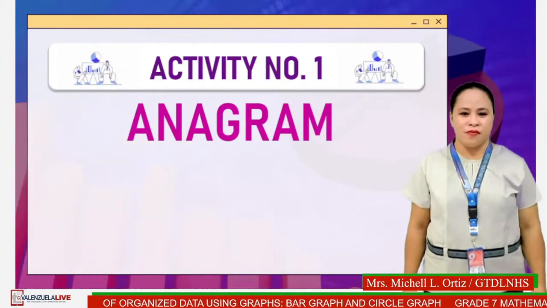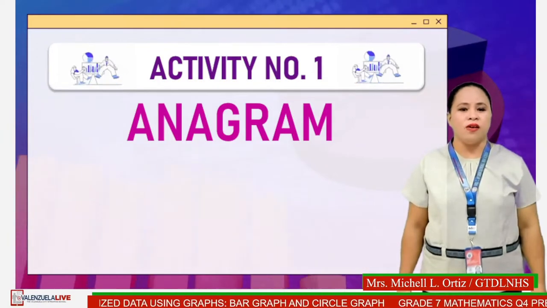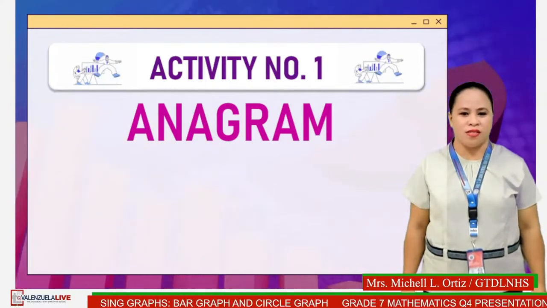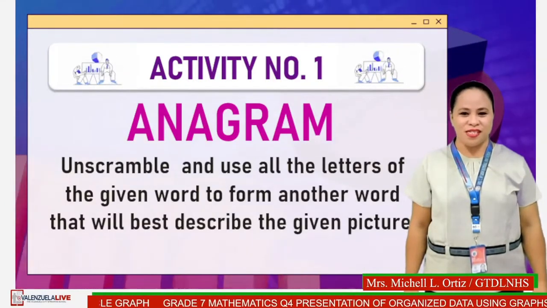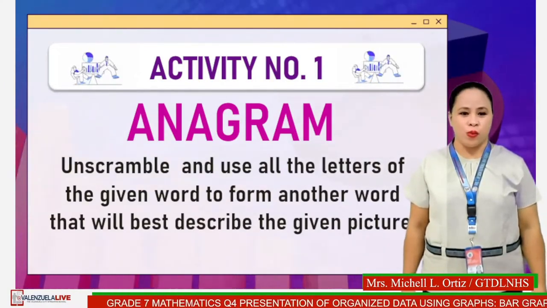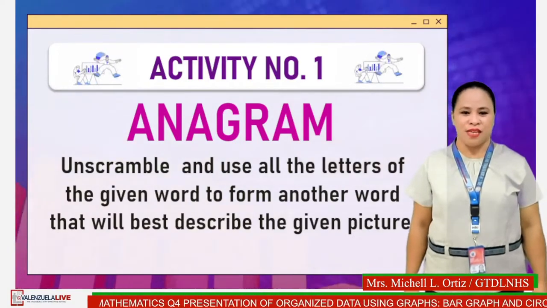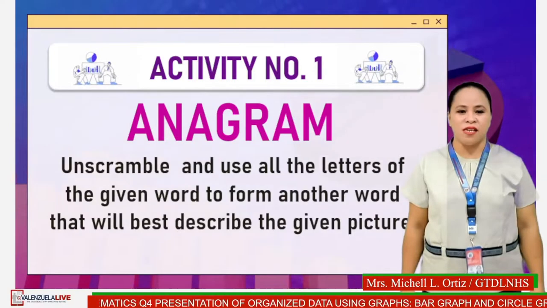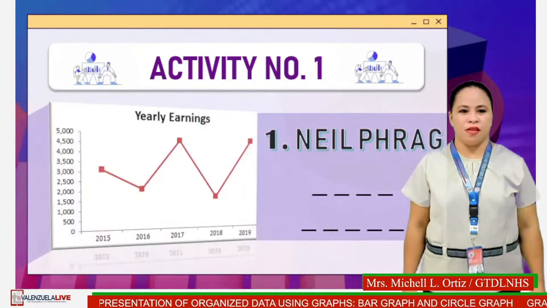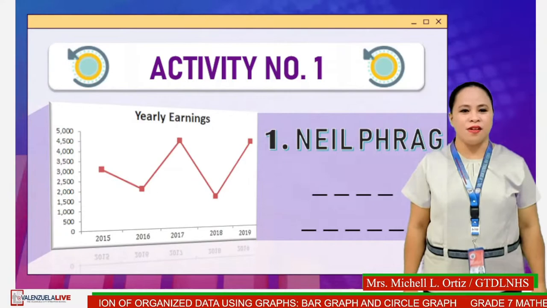Anagram is a word or phrase formed by rearranging the letters of a different word or phrase, typically using all the original letters exactly once. Scramble and use letters of the given word to form another word that will best describe the given picture. Are you ready? Let's begin. You have 5 seconds to key in your answer. Number one. 5 seconds. Go.